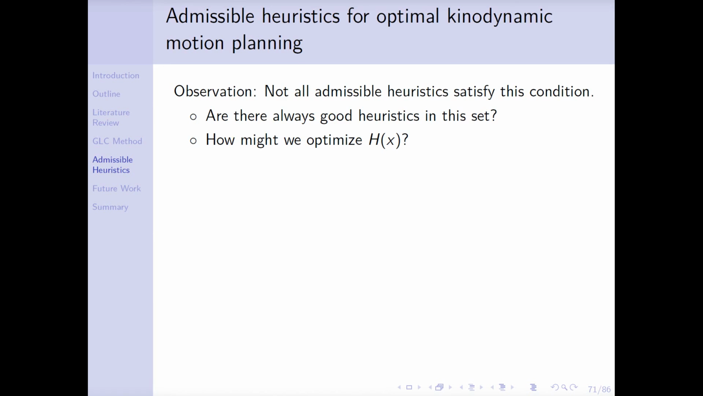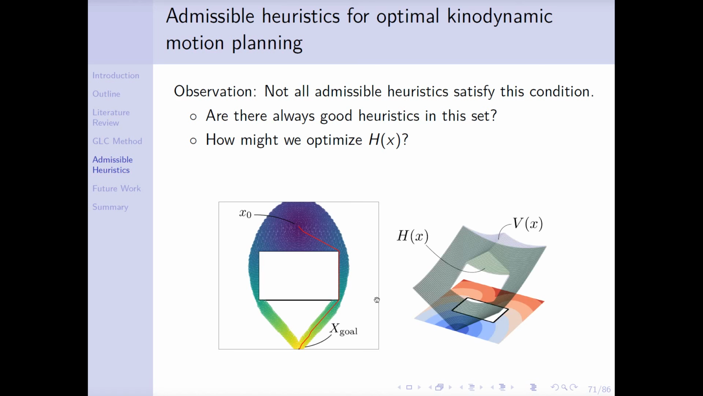So now one observation that I've noticed that was a cause for concern is that not all admissible heuristics satisfy this condition. So it's just a sufficient condition for admissibility. So this raises the question, are there always good heuristics in this set? And if so, how might we optimize or select a good heuristic from those satisfying this condition? So let me answer the second point first.